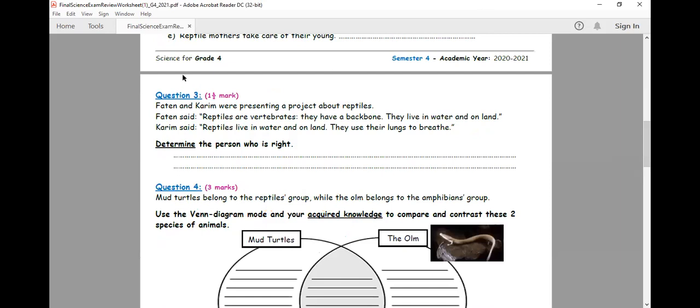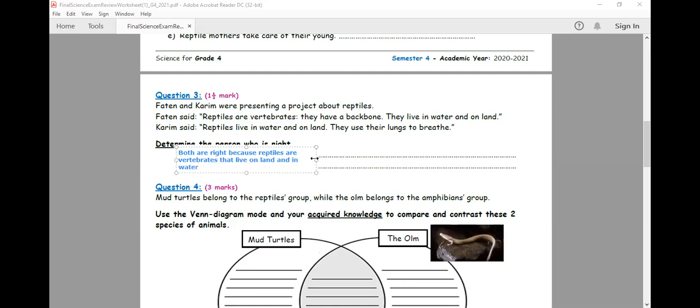Fatin and Karim were presenting a project about reptiles. Fatin said reptiles are vertebrates. They have a backbone. They live in water and on land. Karim said reptiles live in water and on land. They use their lungs to breathe. Who is right? Both are right. Because reptiles have a backbone and they live on land and in water.